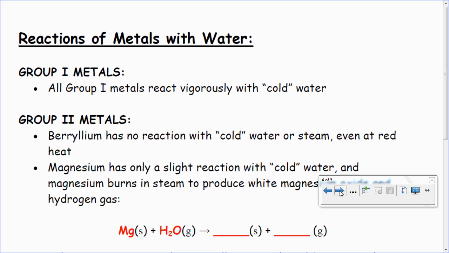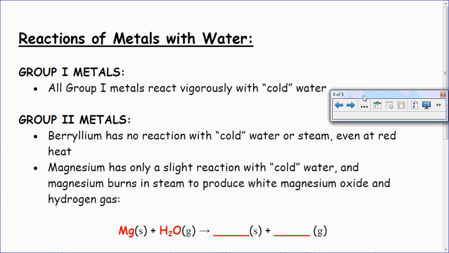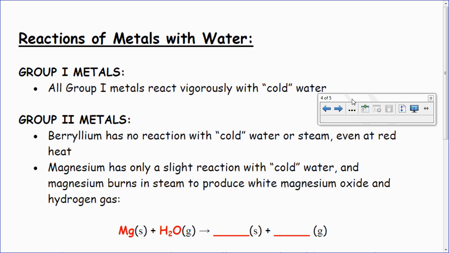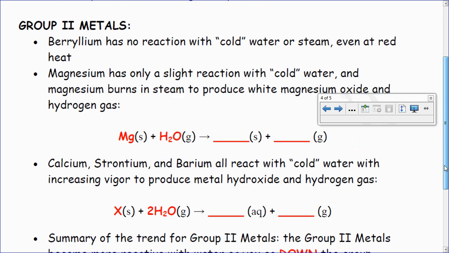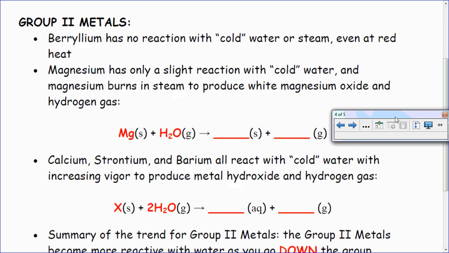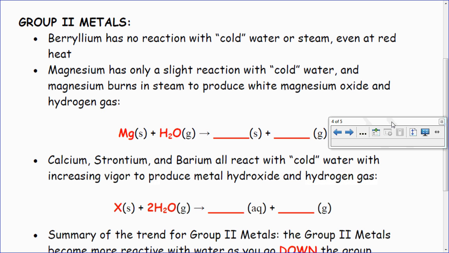Reactions of metals with water. Group 1 metals, all group 1 metals react vigorously with cold water. Group 2 metals, beryllium has no reaction with cold water or steam, even at red hot. So some of these metals do and don't react with water. This is kind of a side note to the main point here. They make things like hydroxides or magnesium oxides. These reactions with water are not always so clear.